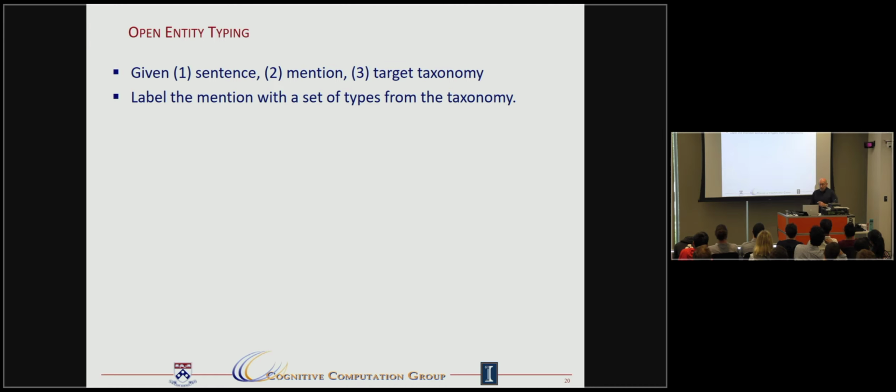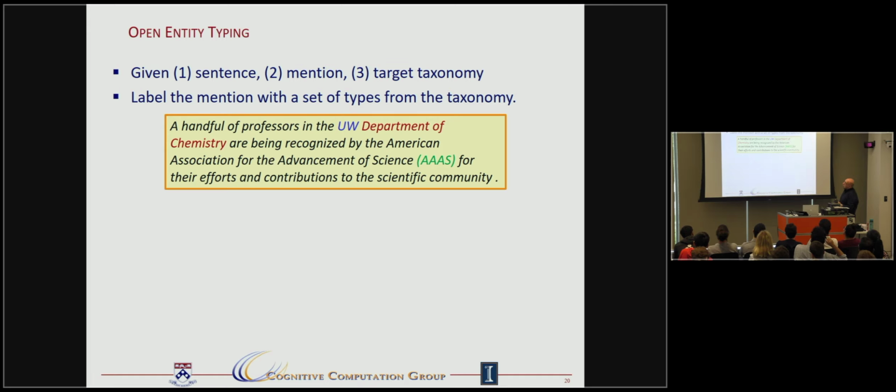I want to give another example, which I find interesting and very recent. This is the problem of entity typing, and specifically open entity typing. And by open, I mean give me a new taxonomy of types. I want to be able to type entities or noun phrases into it. So here's the problem. Given a sentence, given a mention, and a taxonomy of categories or types, label the mention with a set of types.